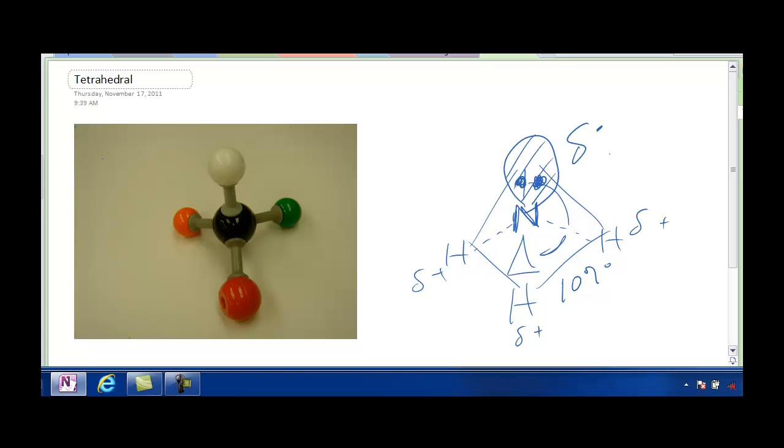My black one is now nitrogen. My green, orange, and red will be my hydrogens. And I don't have this guy. I don't have a hydrogen up there. I only have 3. That would just be the stick without the white. The white is representing a lone pair. So that shape is pyramidal. That's like a little pyramid. And it's a triangle in the back, so it's called trigonal pyramid.